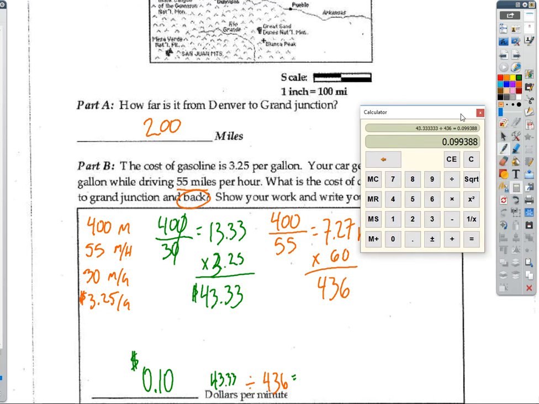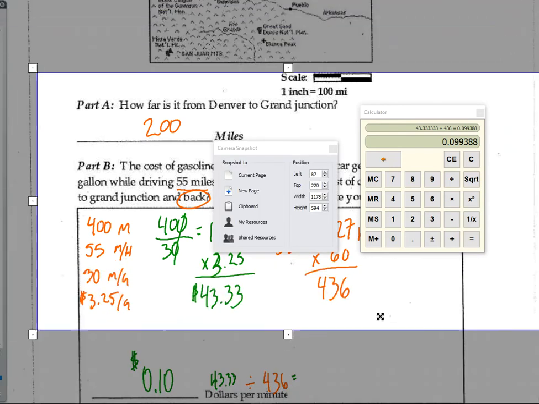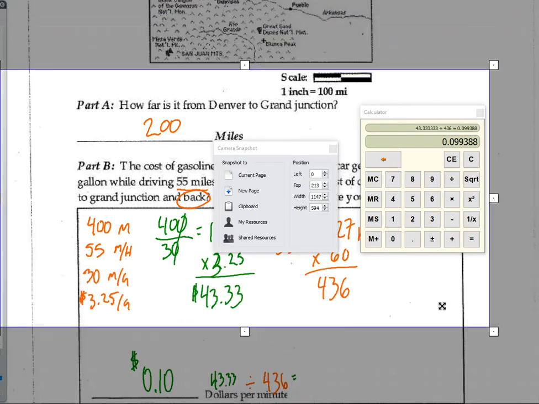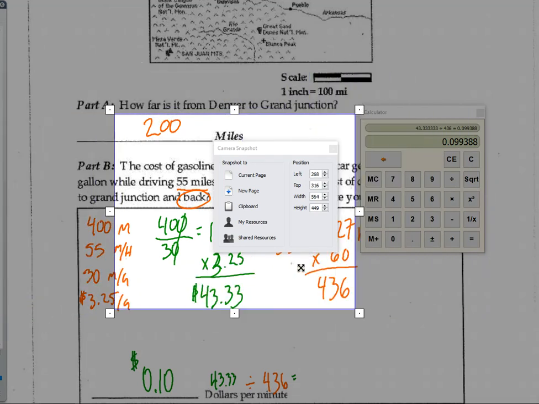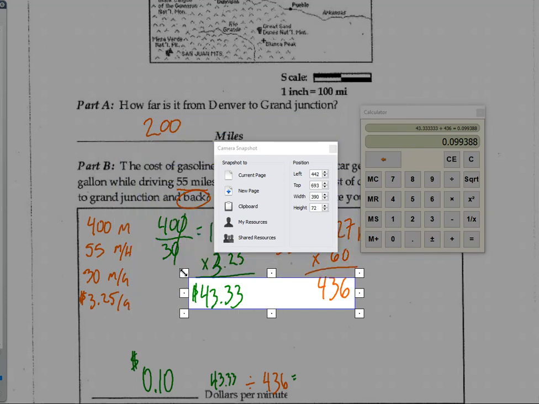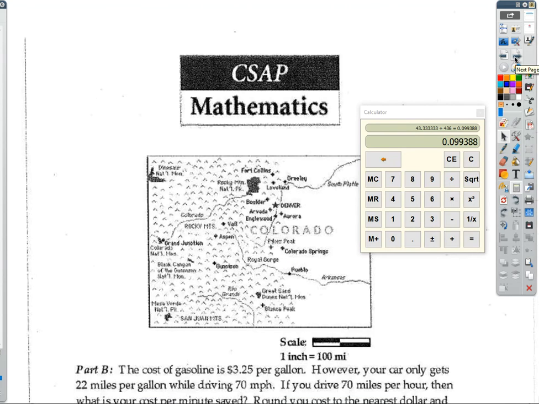We're going to have to remember that we spent 436 minutes and $43.33. So I'm going to put that in my clipboard and head over to the next problem.